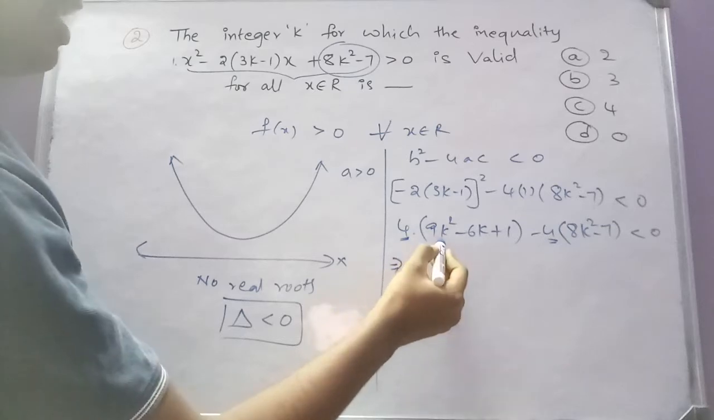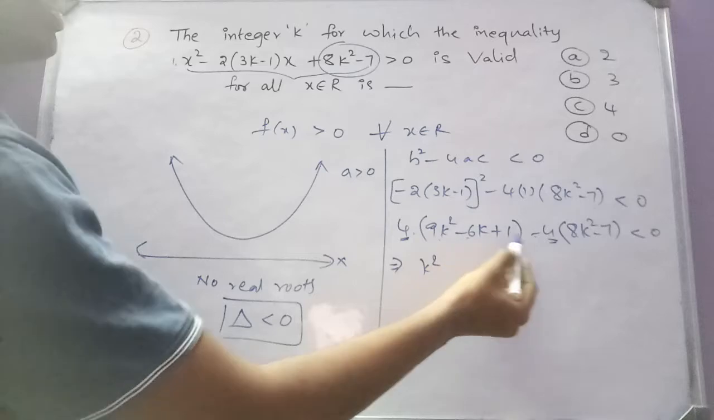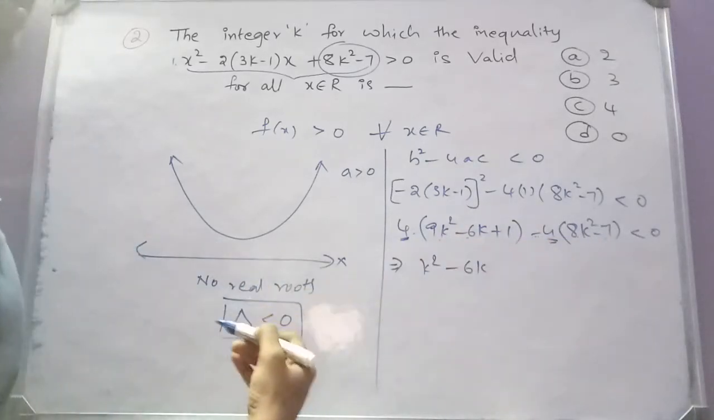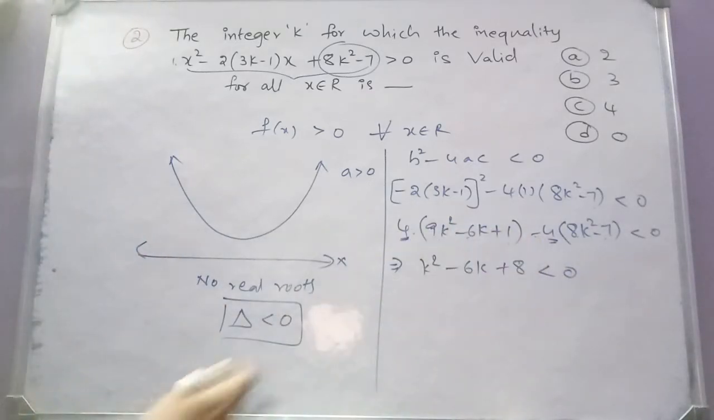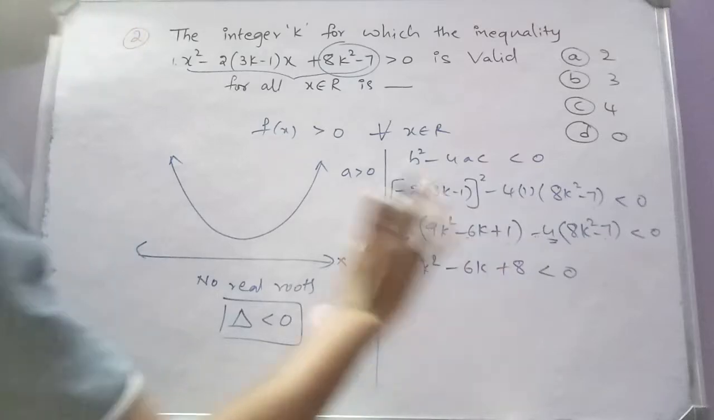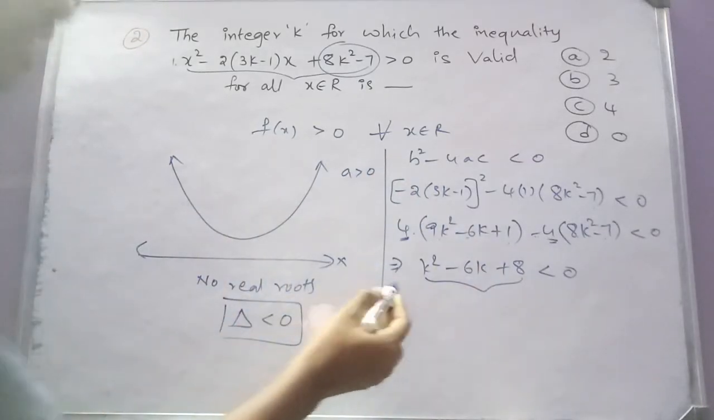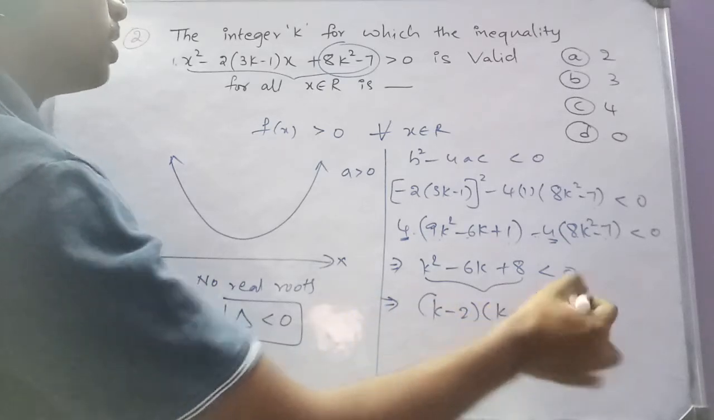So what do you get? 9k square minus 8k square is k square. Minus 6k is as it is. And 1 minus of minus 7, that is plus 8, less than 0. Because 4 is gone, 4 is not there. And if you take this minus this, you'll get this. So this is a quadratic expression, quadratic polynomial. If you factorize it, you'll get k minus 2 into k minus 4 less than 0.